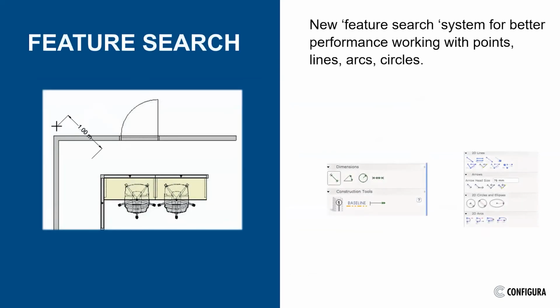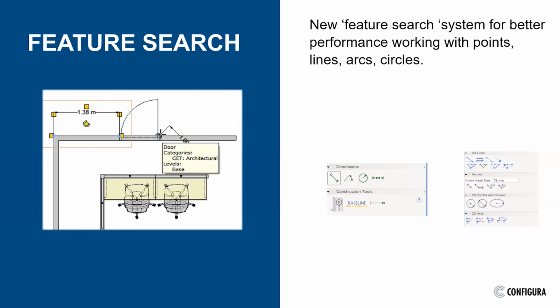Now, the next one you should look at is feature search. Feature search is a new feature that the developers implemented in 13.0. It's solely for better optimized performance when you work with points, lines, arcs, and circles. So these little guys right here. And this was also done in order to support feature snapping in the latest revision of the DBG features, but that is for a later version of CET. It's not going to be in 13.0.